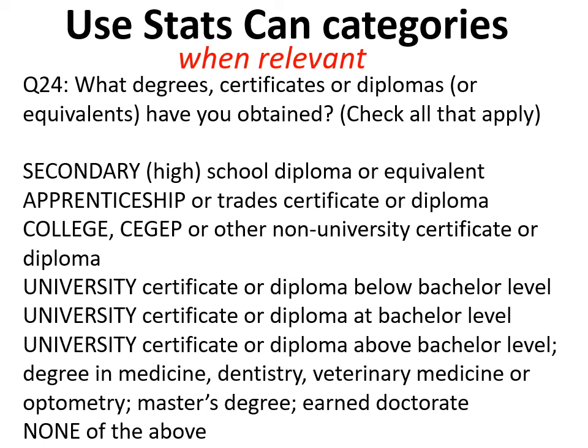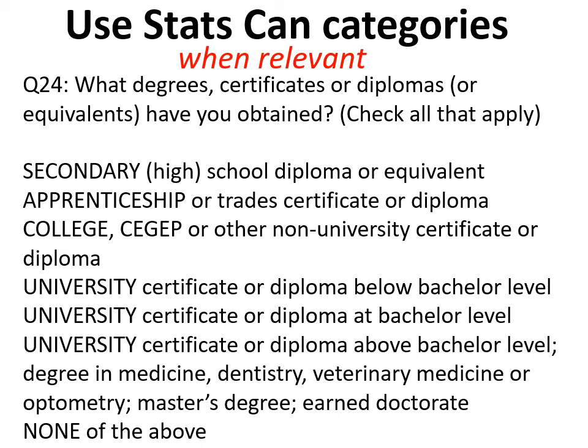Also a master's degree, so an MA or an MSc, or an earned doctorate, which I'm not sure how that differs. Oh, okay. An earned doctorate is different from a doctorate that is granted on a, we think this person is great, so our university is going to give them an honorary doctorate, right? So an earned doctorate is different from an honorary doctorate. And then none of the above.